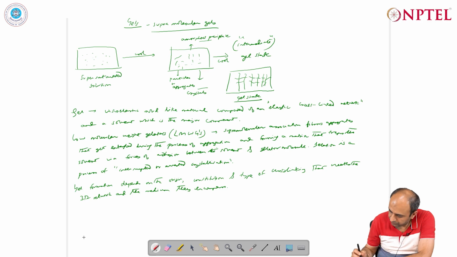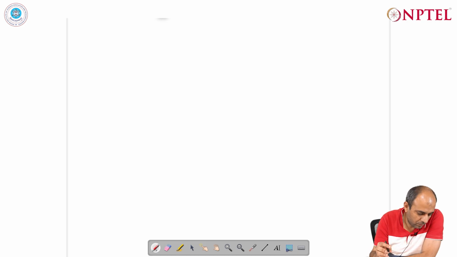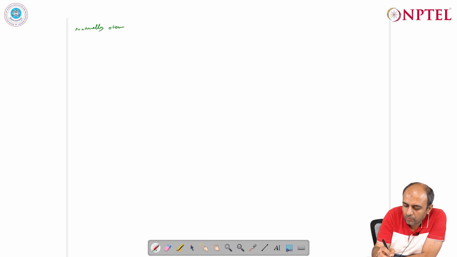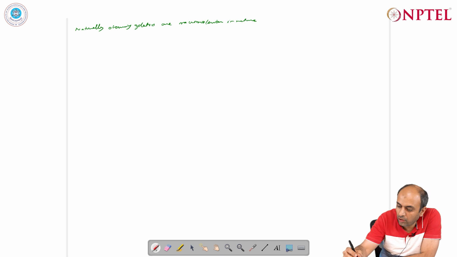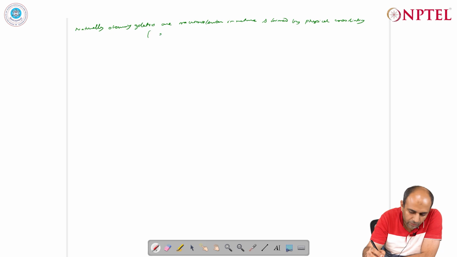For example, the naturally occurring gelators are macromolecular in nature, and they are formed by physical cross-linking. For example, we have got gelatin and starch.